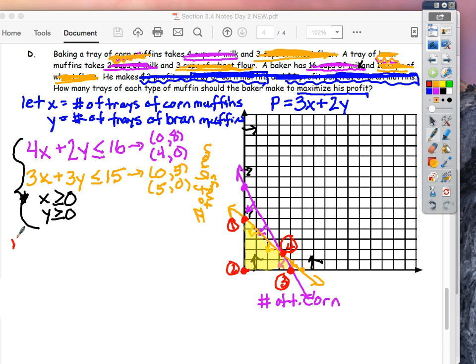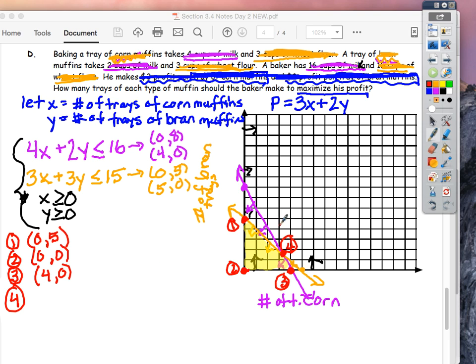All right, so 1, 2, and 3 are all pretty straightforward. You're going to end up having, for number 1, your vertex at 0, 5. For number 2, it's at 0, 0. For number 3, it's at 4, 0. But then for number 4, things get interesting, right?